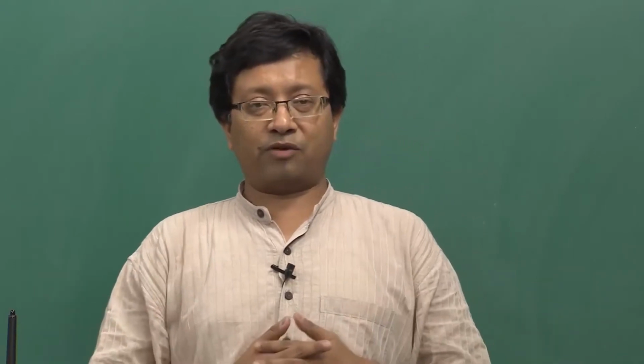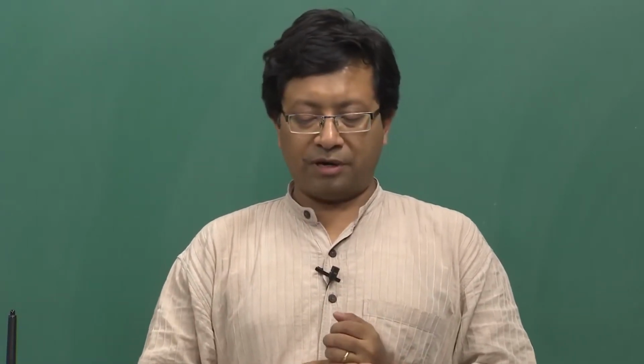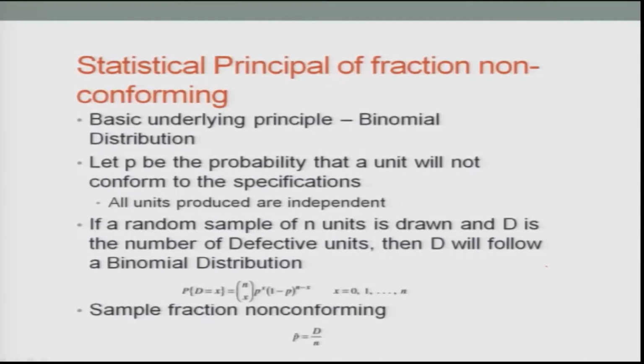So, the statistical principle for fraction non-conforming is that the basic underlying distribution would be binomial. Why binomial? Because the outcome is either yes, no, good, bad. So, basically we are passing judgments based on the outcome. Let P be the probability that a unit will conform to the characteristics, and 1 minus P would be the probability that the unit does not meet the characteristics. It can be extended to the multivariate case also, with probabilities P1, P2, and a third being 1 minus P1 plus P2. So, obviously it would be a multinomial distribution accordingly.